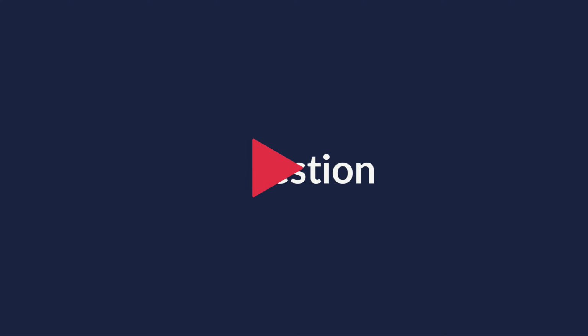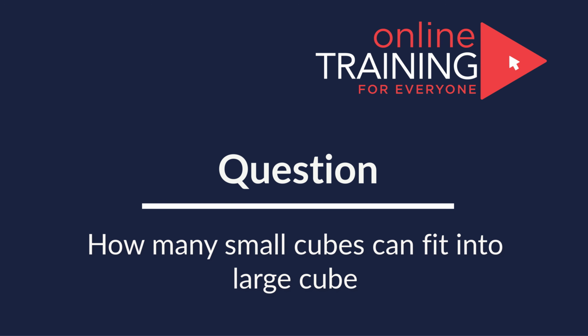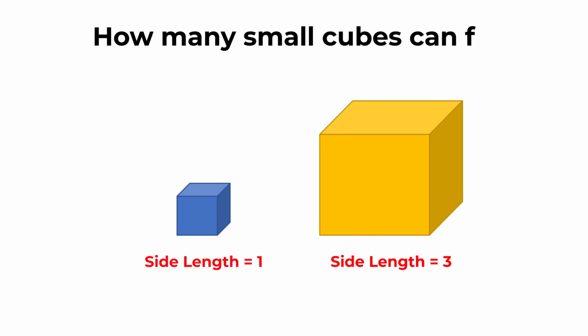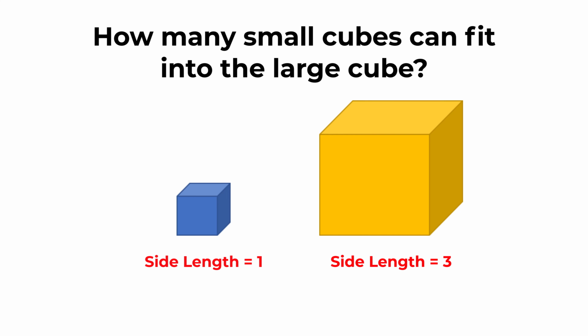Here's a cool question which you frequently see on the test. You're presented with 2 cubes. One cube has side length equal to 1 unit, and the second cube is a larger cube and it has side length equal to 3 units. So the question is, how many small cubes can fit into the large cube?